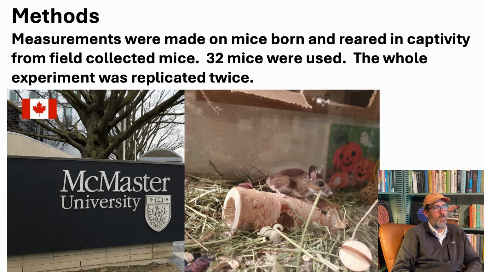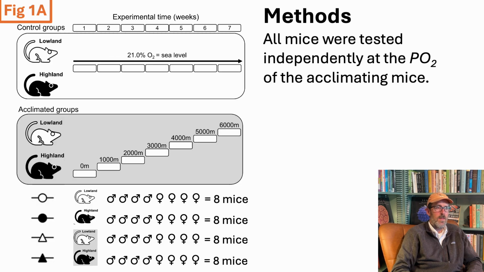Measurements were made on mice born and reared in captivity from the field collected mice, so there were no maternal effects. 32 mice were used. The whole experiment was replicated twice, and I'm going to show you the replication here next. This is the diagram of the replication. It's pretty complicated, but all mice were tested independently at the partial pressure of oxygen of the acclimating mice.